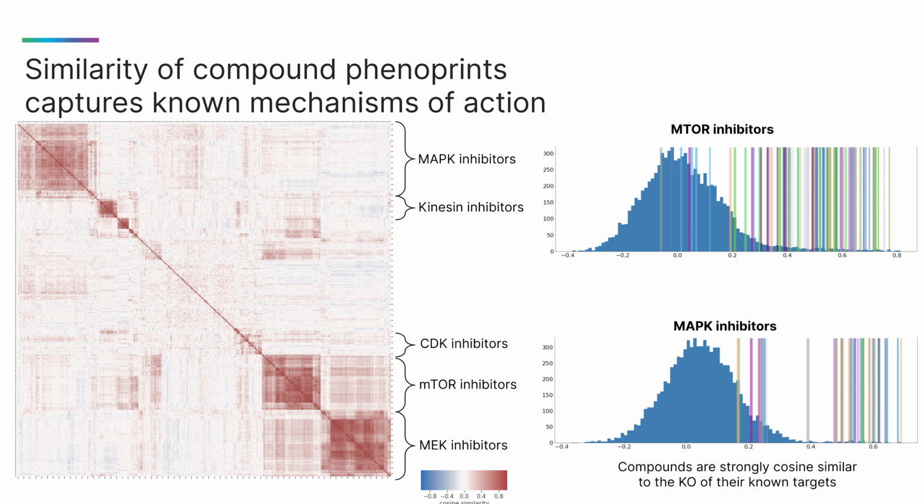You can see that most lines are on the right tail of the background distribution, which means that mTOR inhibitors are more strongly similar to the knockout of mTOR than most of the other hundreds of thousands of compounds in our library. And at the bottom plot, you can see a similar trend for MEK inhibitors. Predicting mechanisms for compounds also gives us the ability to de-risk them for adverse outcomes.